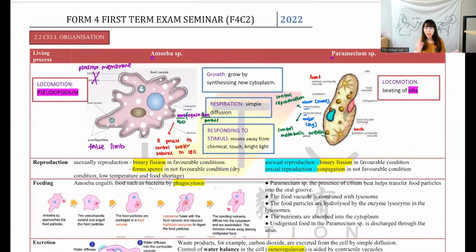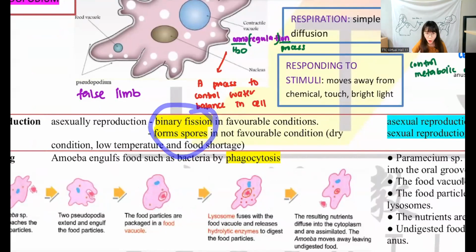Now, what are the differences between amoeba and paramecium species? Amoeba species have only asexual reproduction, by themselves, with no partner. They have binary fission and forming spores. What is binary fission? Binary fission means 1 to 2, 2 to 4, 4 to 8. They separate themselves. It's called binary fission.